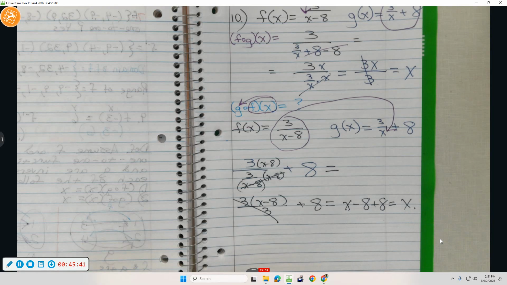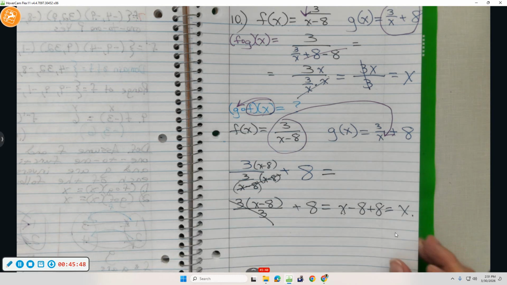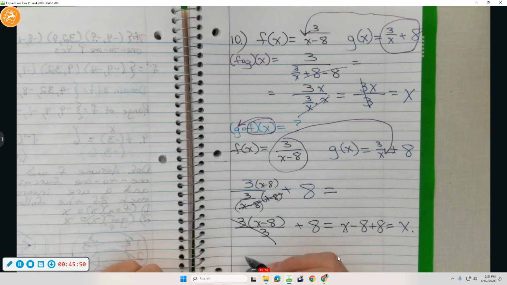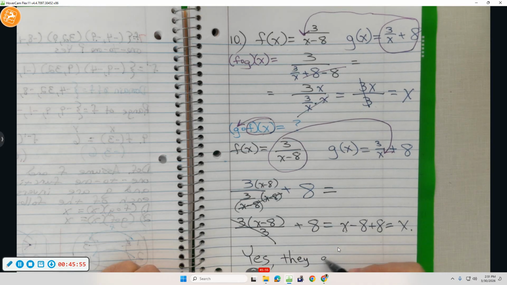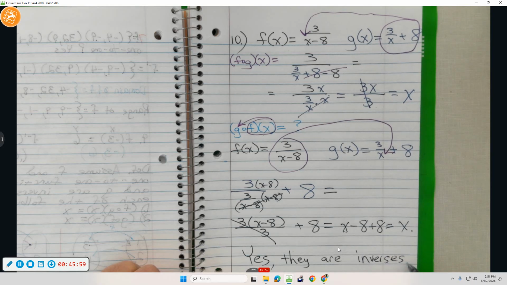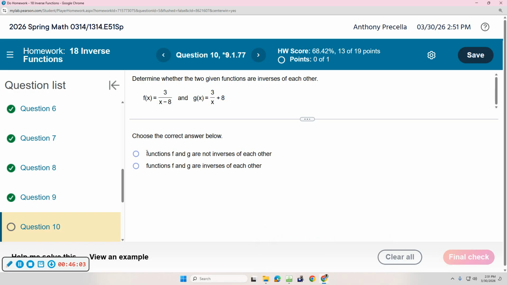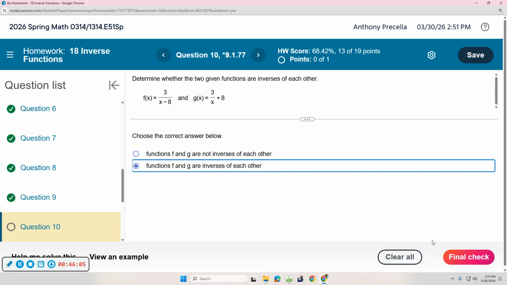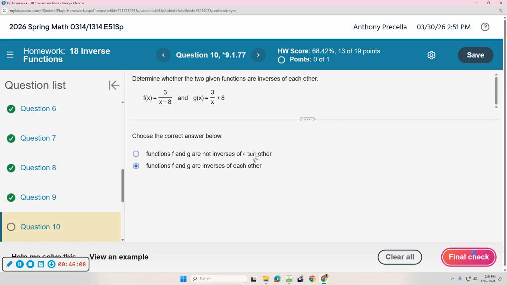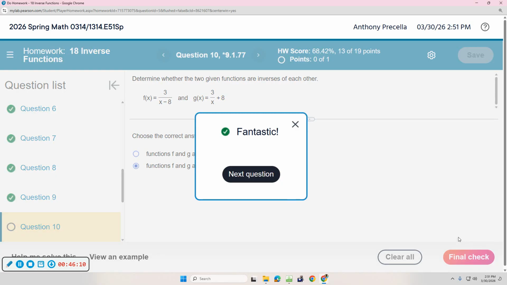x. So, are these functions inverses? It was a yes-no question. Are they inverses? Yes, they are inverses. Go ahead and pass the hand sheet. Are inverses. Any questions? Next.